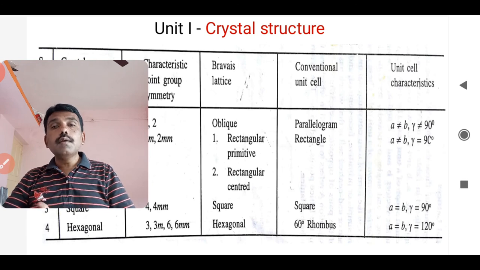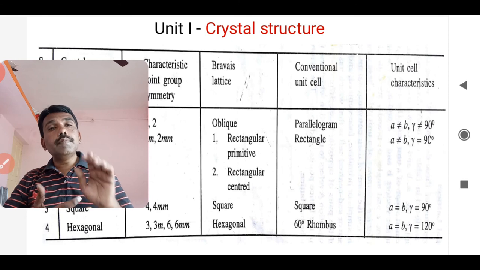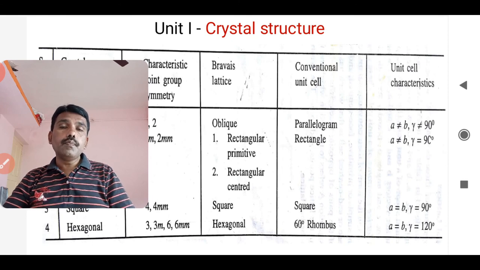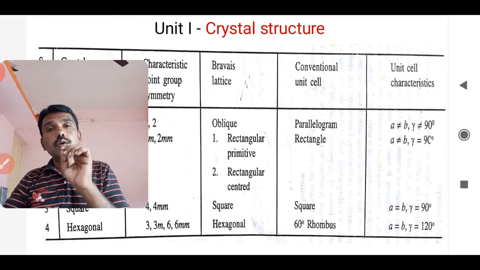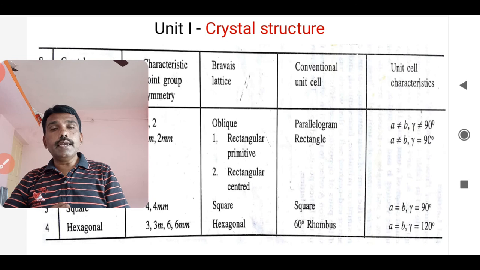But as far as the Bravais lattices are concerned, whatever lattice is consistent with the point group, that type of lattice is called a Bravais lattice, in either the 2-dimensional or 3-dimensional case.